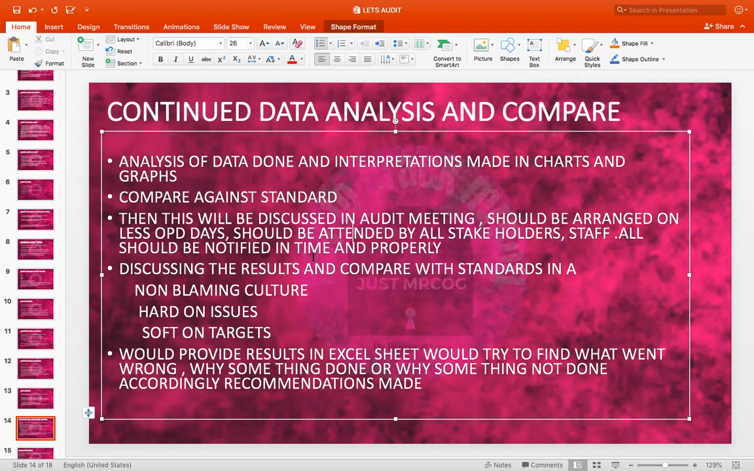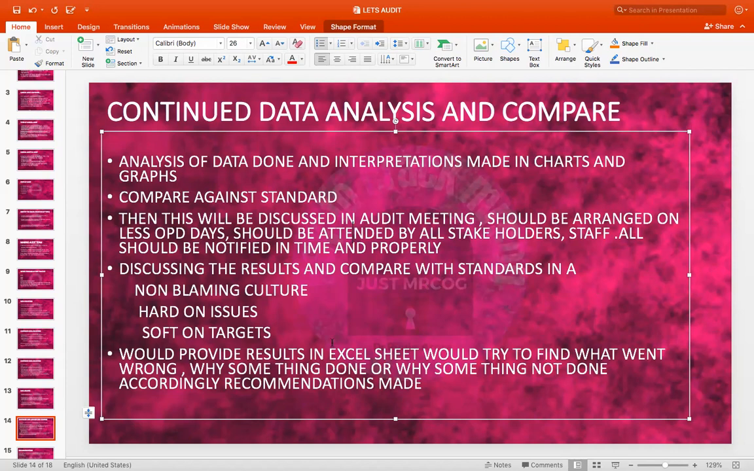All stakeholders means all obstetricians, all neonatologists, all pediatricians, all registrars who are posted in the labor board, or gynae registrar, OPS trainees, midwives, nurses, etc. You can mention all these. In a nutshell, it is going to be all stakeholders. Saying stakeholder is again a buzzword. Less OPD time, again a buzzword. In audit meeting, again a buzzword. And to be notified in time and properly, again a buzzword, or buzz line, I would say.